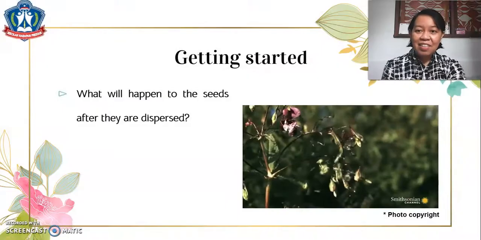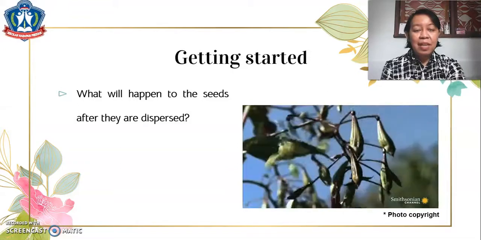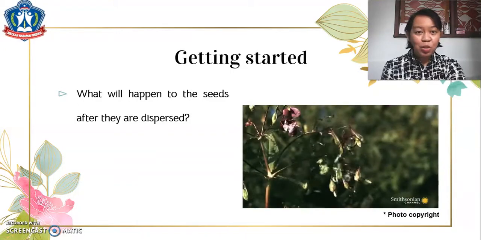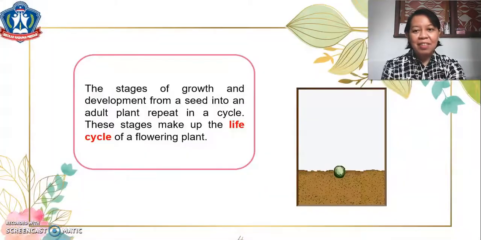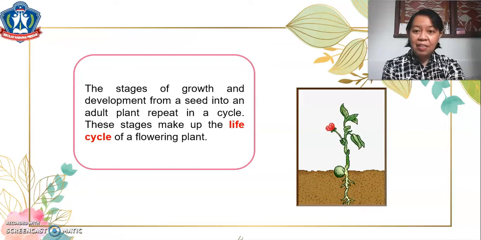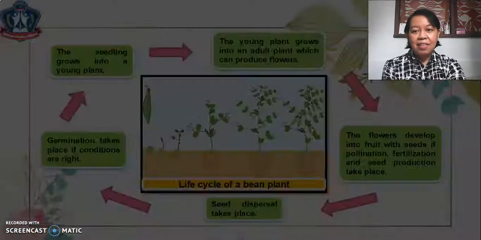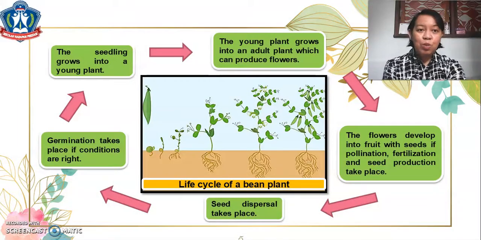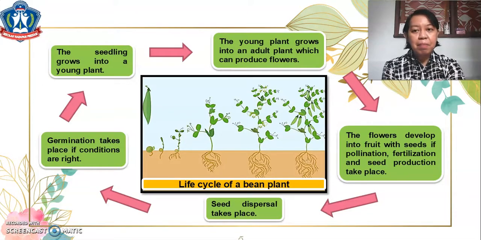To get started, what will happen to the seeds after they are dispersed? Let's try to find out. The stages of growth and development from a seed into an adult plant repeat in a cycle. These stages make up the life cycle of a flowering plant. So let's try to study the diagram. This is the life cycle of a bean plant.